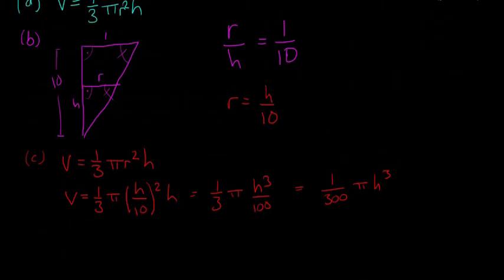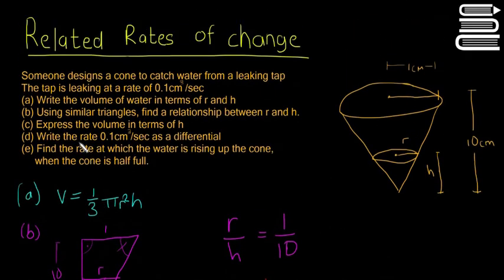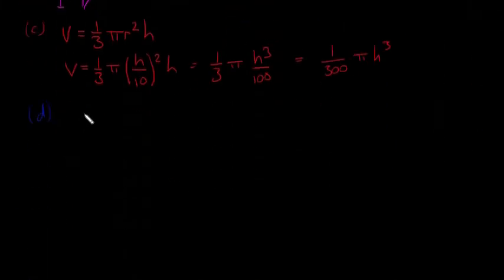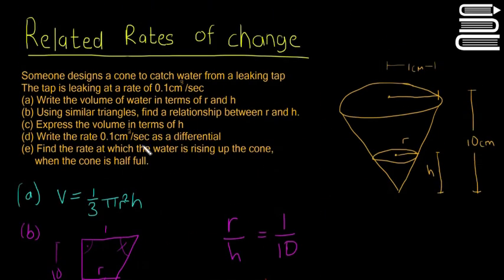Okay, I'll go in big dark blue and we'll try question D. Write the rate 0.1 centimeter cubed per second as a differential. Okay, I'll go ahead and do this. So this rate here, the tap is leaking at a rate of 0.1 centimeter cubed per second. Write that as a differential. So that just means write it in terms of d and d, so like a dy dx term.